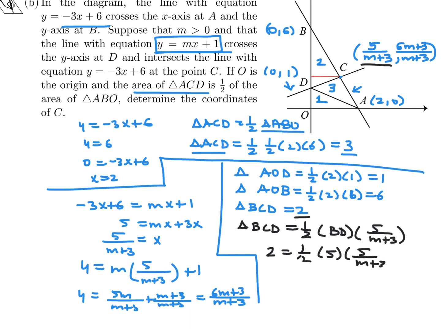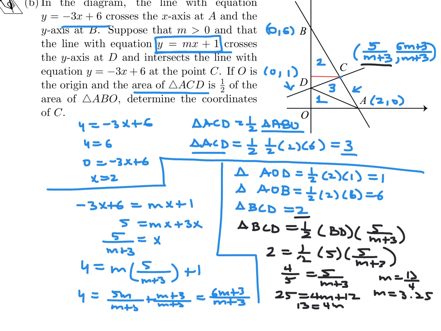Okay, we got one variable, so we can solve this now. So this will be 4/5 is equal to 5 over m plus 3. So 25 is equal to 4m plus 12. So 13 is equal to 4m. So that means m would be equal to 13/4, which is 3.25. Okay, so what are we trying to figure out?